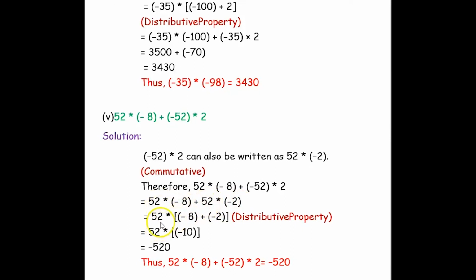Now if you see here, 52 is common for both. Like distributive property, we can take 52 as the common number, multiplied with negative 8 plus negative 2. So negative 8 plus negative 2 will be negative 8 minus 2, so that is negative 10. So 52 into negative 10 is nothing but negative 520.